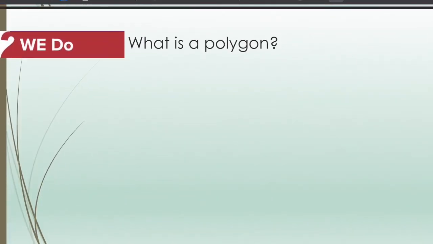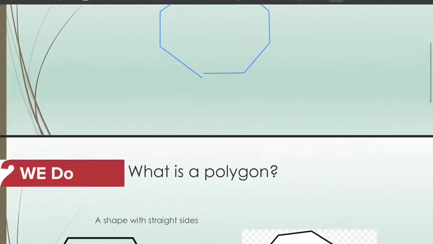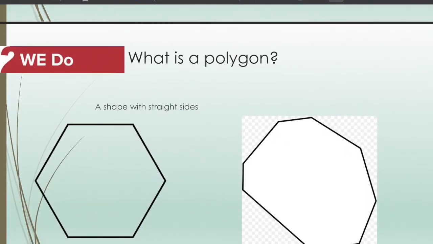First thing, what is a polygon? A polygon is just a many-sided shape. Any shape that has really more than 4 sides. But this is an important description here. The sides are straight.